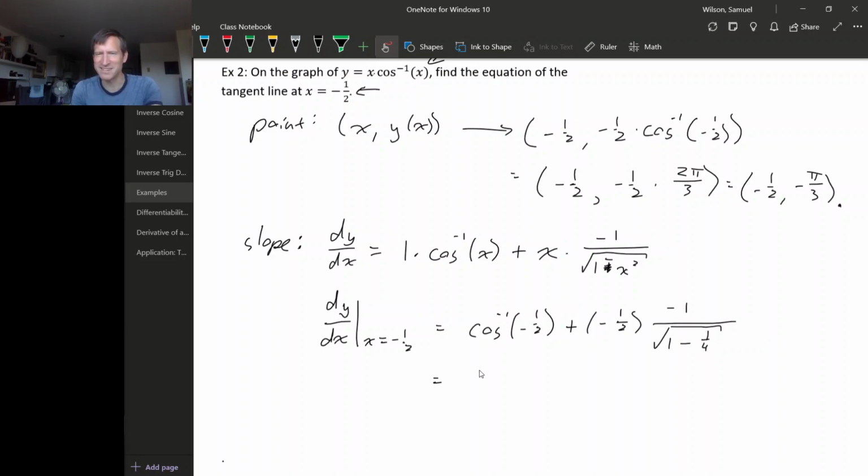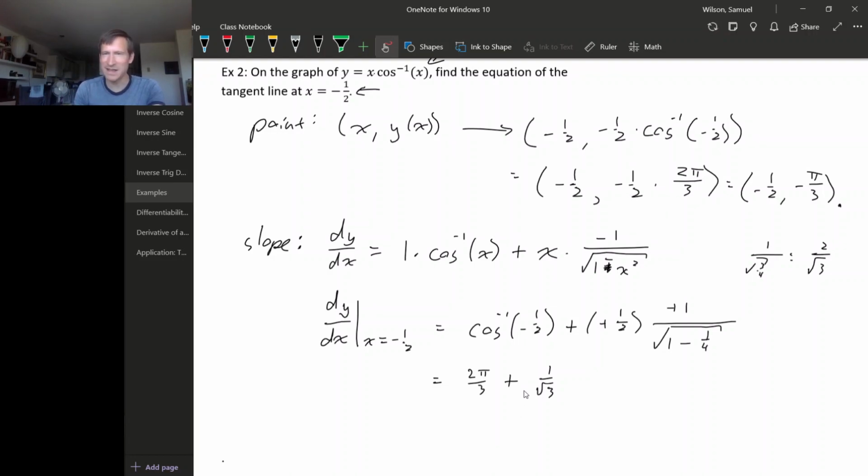Inverse cosine of minus a half is 2 pi over 3. And then minus and minus, those are plus. So plus, in this denominator, this is 1 over the square root of 3 over 4. So this is going to be 2 over root 3. And then 1/2 times this thing, the 2's cancel. So 1 over root 3.